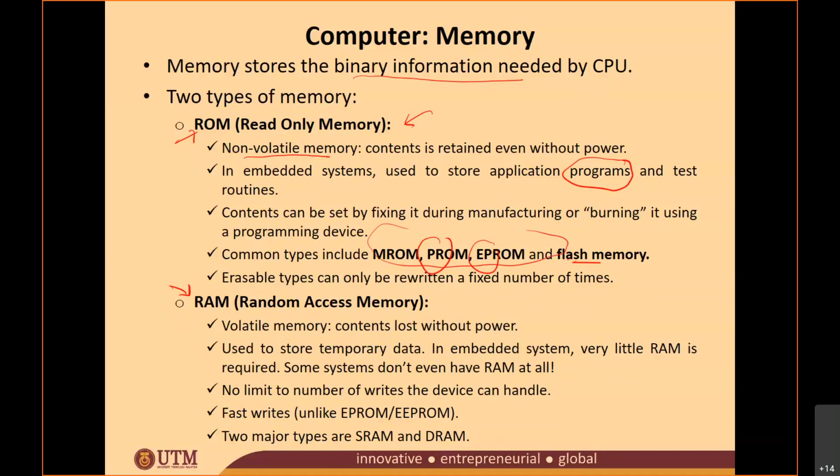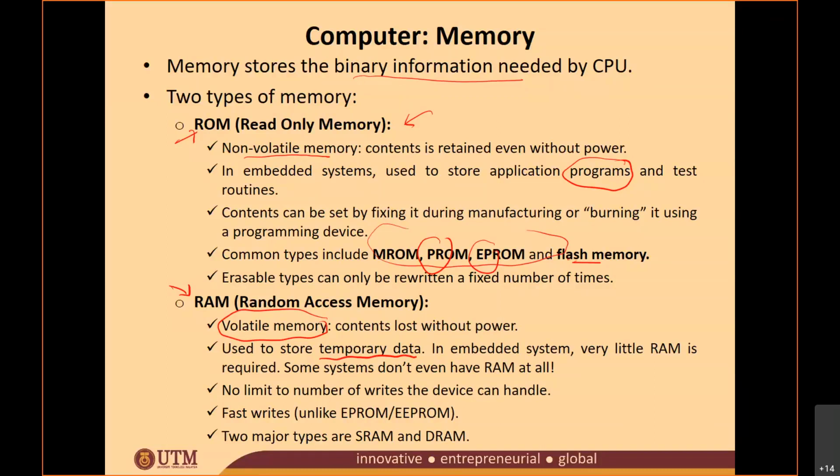Next we move to RAM, which is random access memory. Random access memory is actually a volatile memory. Whatever you store inside this memory will be lost after you shut down the power supply. So this RAM is used to store temporary data. Only temporary data will be stored in your RAM.